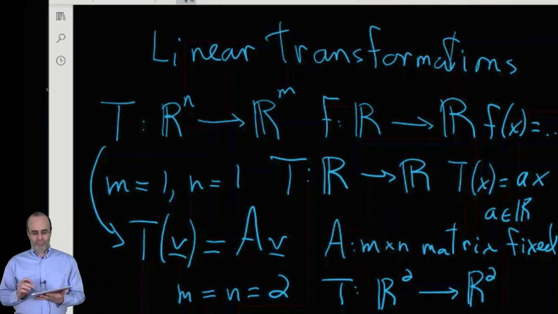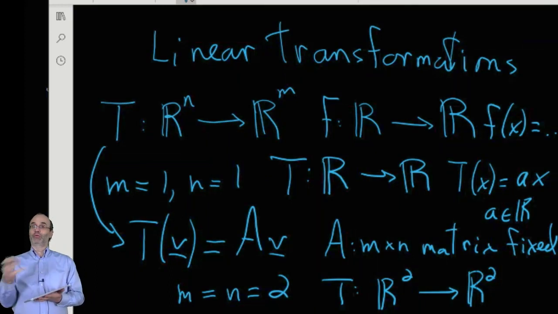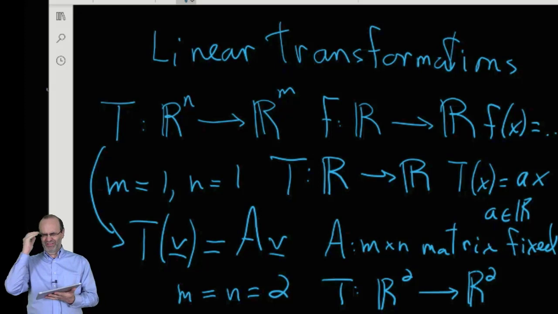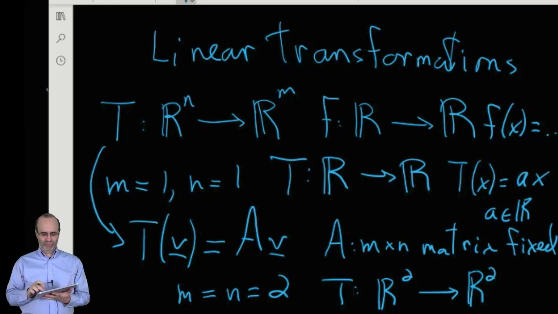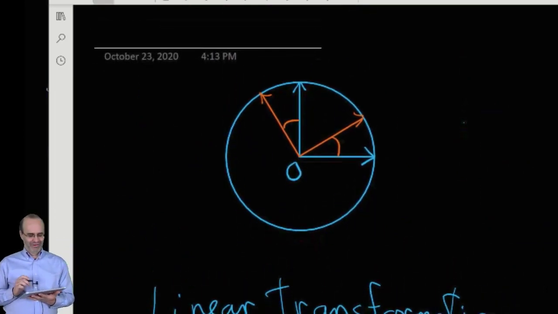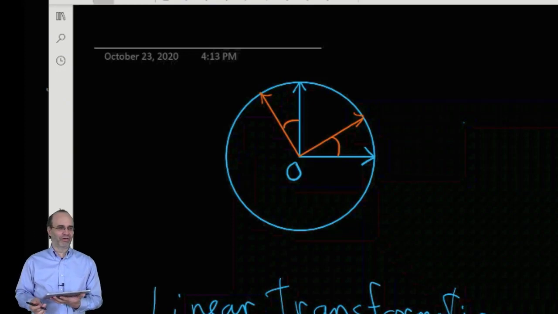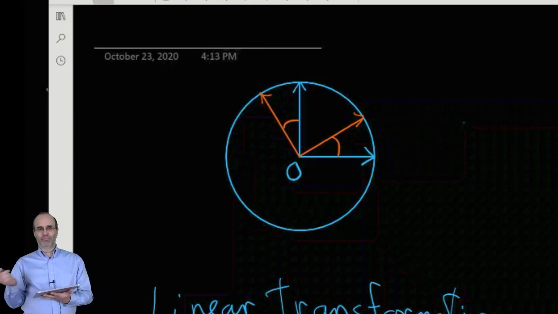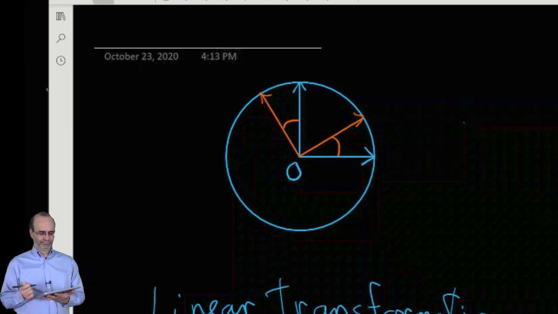And what are some examples? I mean, you could take A to be a 2 by 2 matrix, but I want examples that we can see. So one of them is given by rotations. I drew a circle here, and you could imagine this is the unit circle. The blue vectors are the standard unit vectors, 1, 0 and 0, 1.